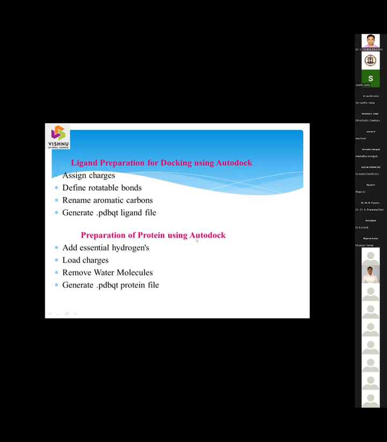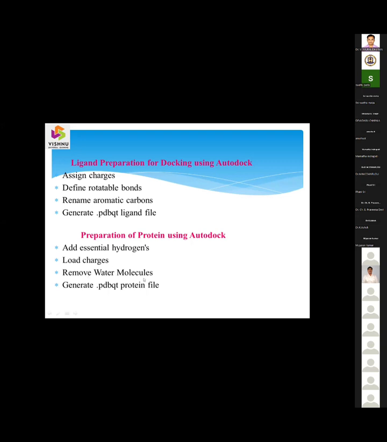Again, preparation of the protein using AutoDock. After downloading the 3D structure of the protein from the Protein Data Bank, we have to add essential hydrogens. After adding the essential hydrogens, we have to load charges. Maybe Kollman charges are generally used, or Gasteiger charges. Depending upon the requirement, different charges are available, and we can load the charges.